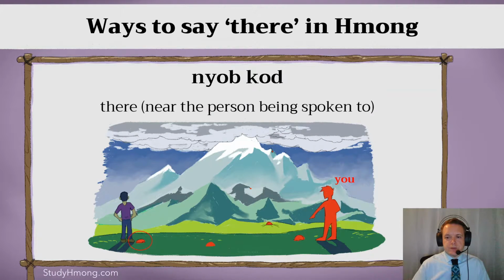Now, let's assume again that you're the person in the red and you're speaking with the person in the purple shirt. There's a special location word to refer to something near the person you're speaking to, and that is "nya ko," the word KOD, ko. That is there near the person being spoken to. So you may be thinking, oh, that's just ko, KOJ, the word for you. And maybe it originated that way. But in reality, KOD or KO is its own word with its own separate meaning, it's a location word referring to there near the person being spoken to.